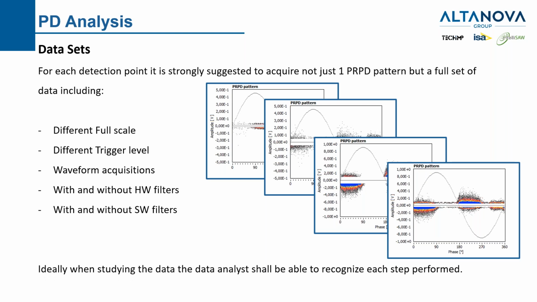The idea that I always try to bring into the customer's mind is that whoever is analyzing the data should be able to recognize each step of the acquisition. So first we have noise and so on, then we start to identify one of the noises, we filter it out, we make a new acquisition. This flow of information should be evident to the analyst, not just to the testing engineer who did the acquisition.